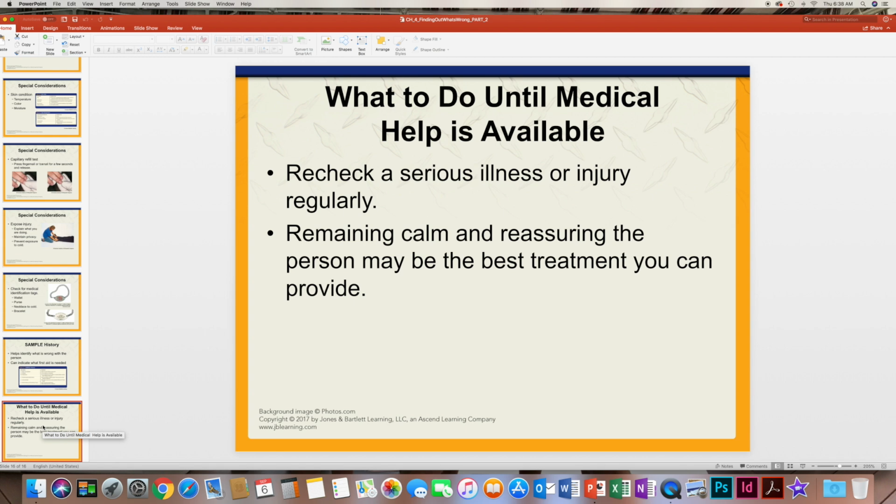What to do when you're waiting for medical help? You have to recheck a serious illness or injury regularly. Do not leave the person. Be calm and reassuring, and that may be the best treatment you can give until medical help arrives. That concludes Chapter 4.